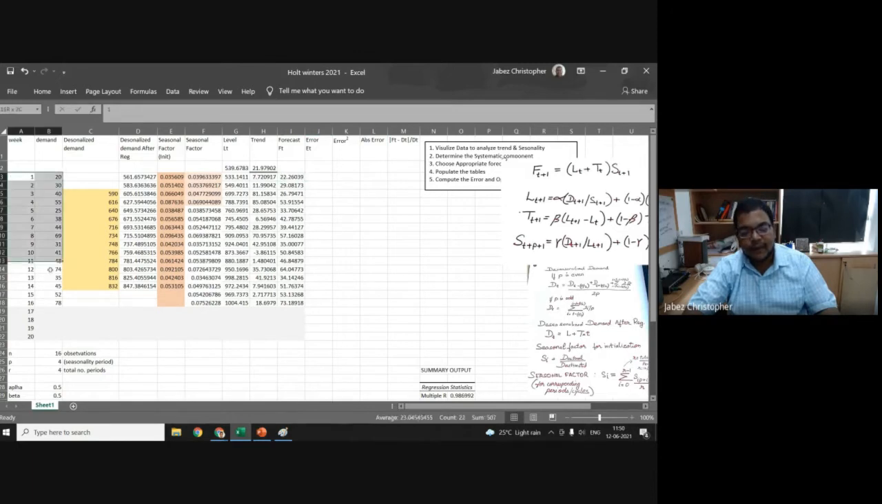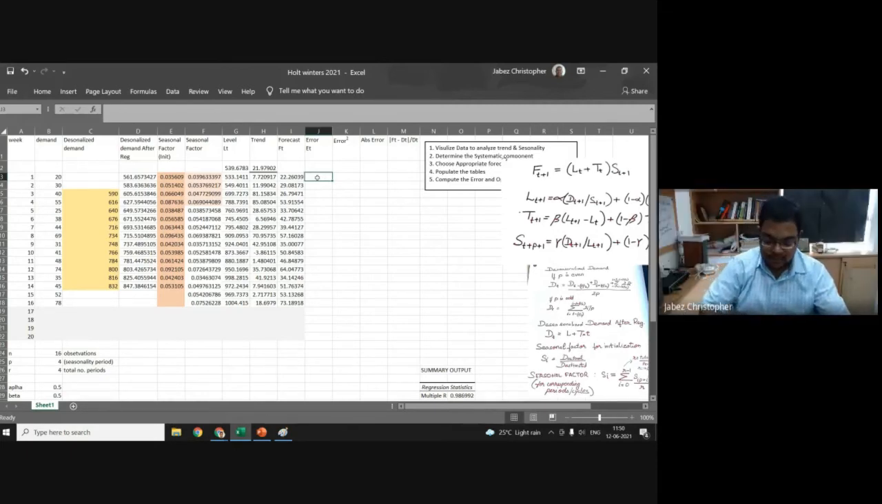So this is my training or validation. Based on that, I have computed the forecast. Now what will the error be? What is the forecast error? Forecast minus demand. Yeah, forecast minus demand.